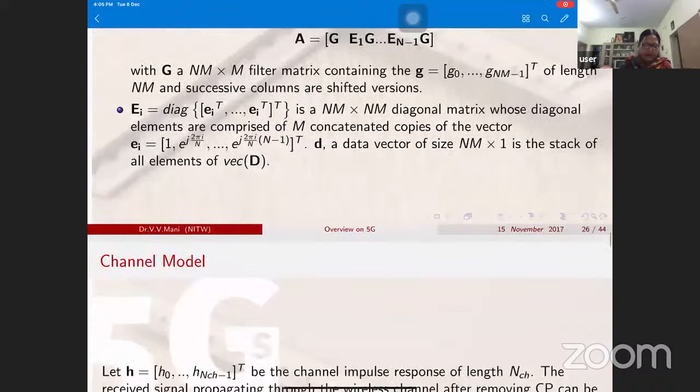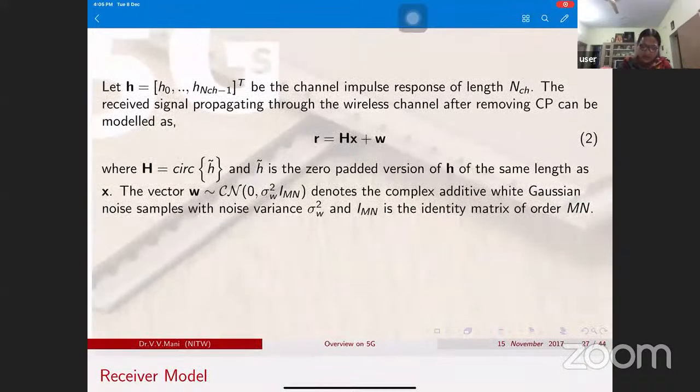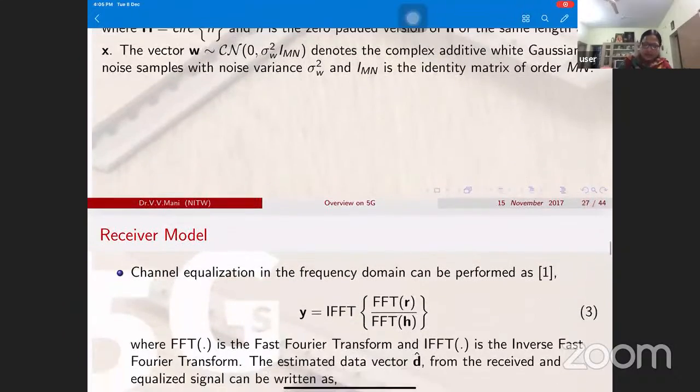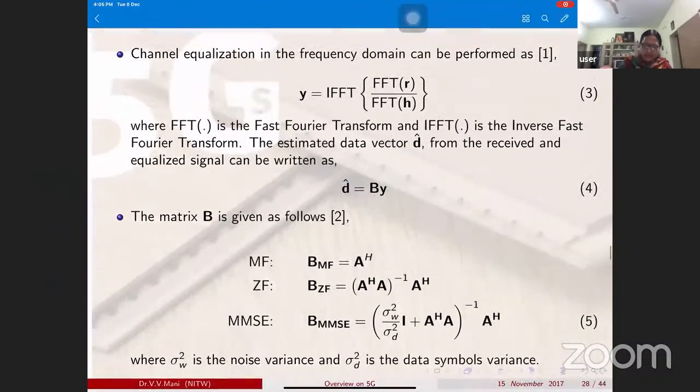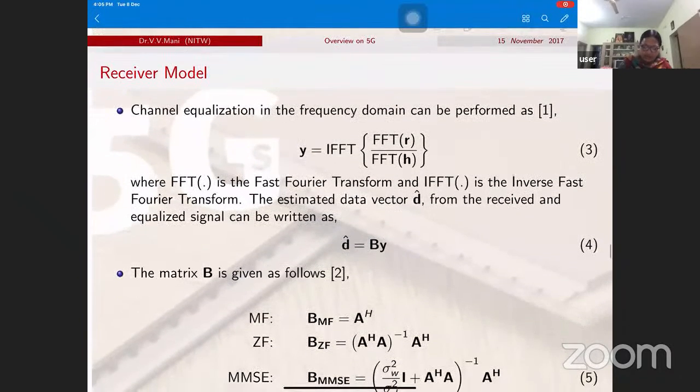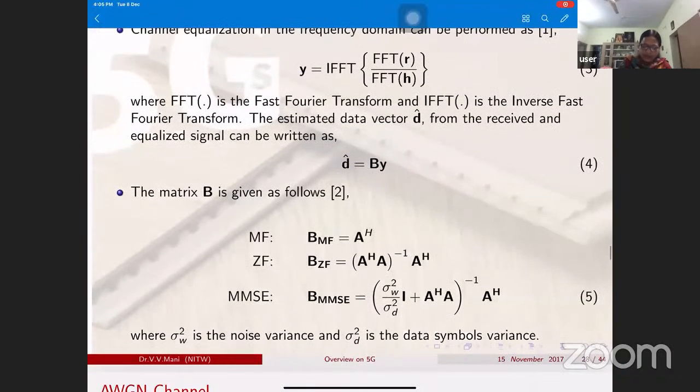This is the format, and I receive this signal. That means R equal to HX plus W. H is my channel, X is the data I transmitted, and W is the noise. This H is actually the padded version of H, because we made it N into M length. If your channel length is also N into M, your decoding scheme becomes very easy. So I take the FFT of R and the FFT of H, then compute the IFFT. We can estimate your Ds using a matched filter receiver, an MMSE receiver, and a zero forcing receiver.